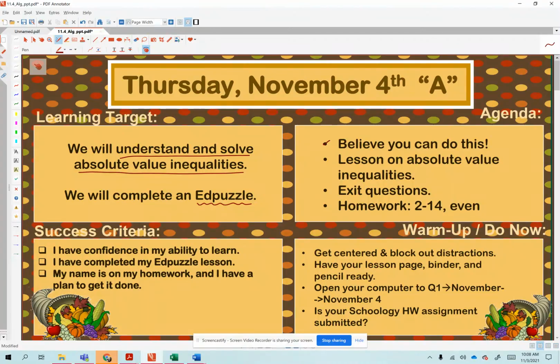These are a little bit tricky. You're going to get your lesson done. We have some exit questions. And for homework, I want you to do numbers 2 to 14, the even problems, on your paper. Remember, you're successful when you have confidence in your ability to learn. And for today, you're successful when you've completed your Edpuzzle lesson, your name is on your homework, and you've figured out when you're going to sit down and do that.